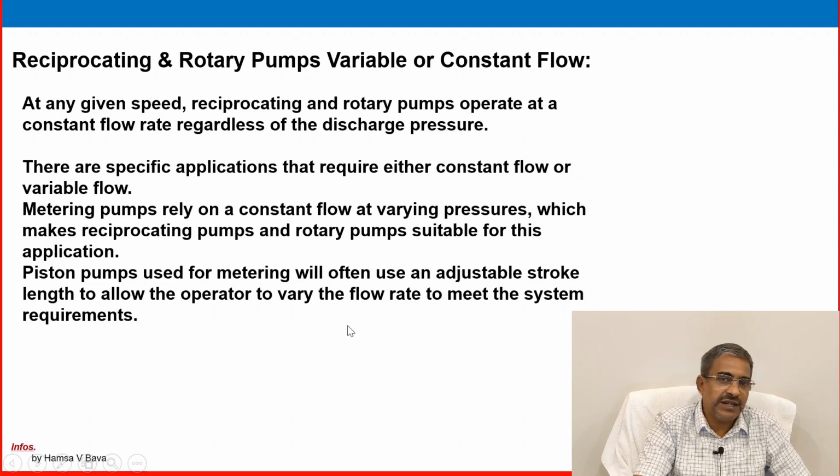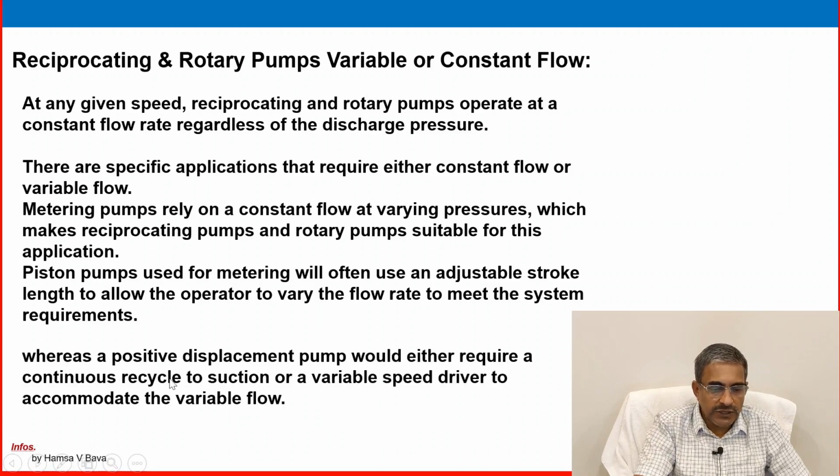Same thing in a chemical injection pump also. Piston pumps are used, and an adjustable stroke is there to adjust the stroke rate, increasing or decreasing the chemical injection rate. Whereas a positive displacement pump would either require a continuous recycle or a variable speed driver to accommodate variable flow. In positive displacement, a minimum recycle system will be there at the suction, or a variable frequency drive installed to adjust the variable flow.